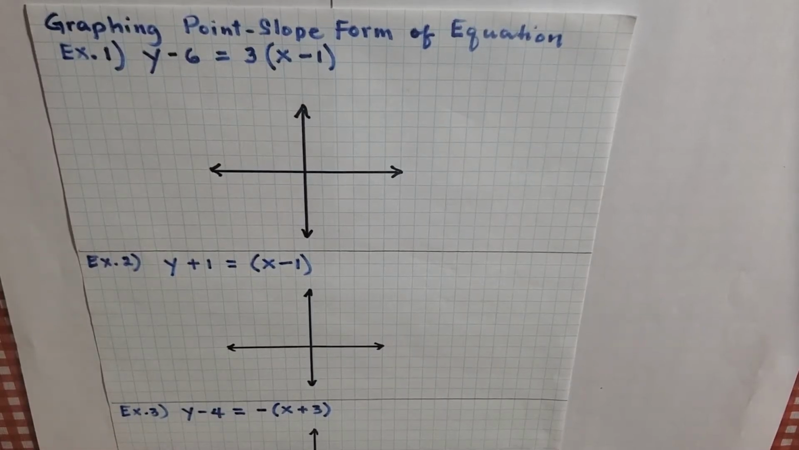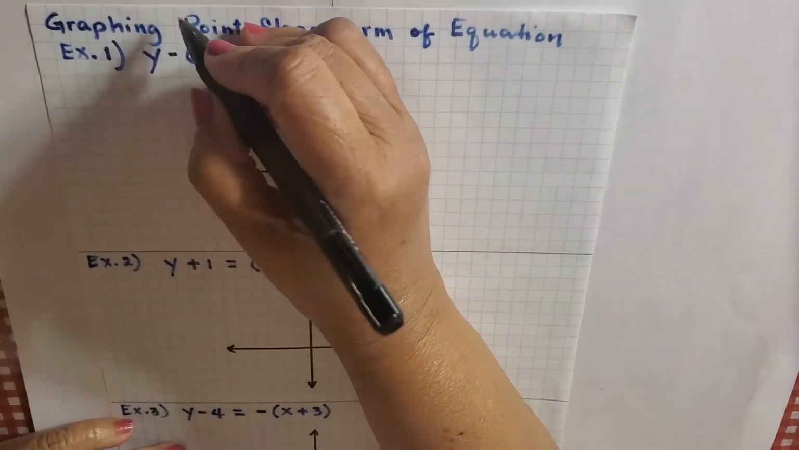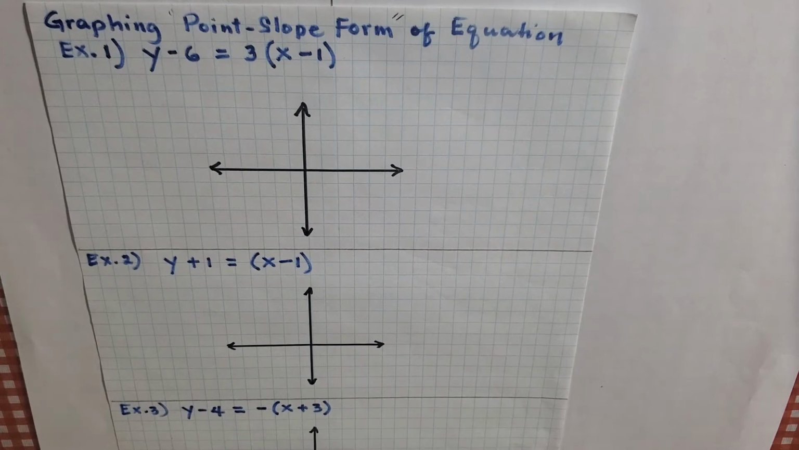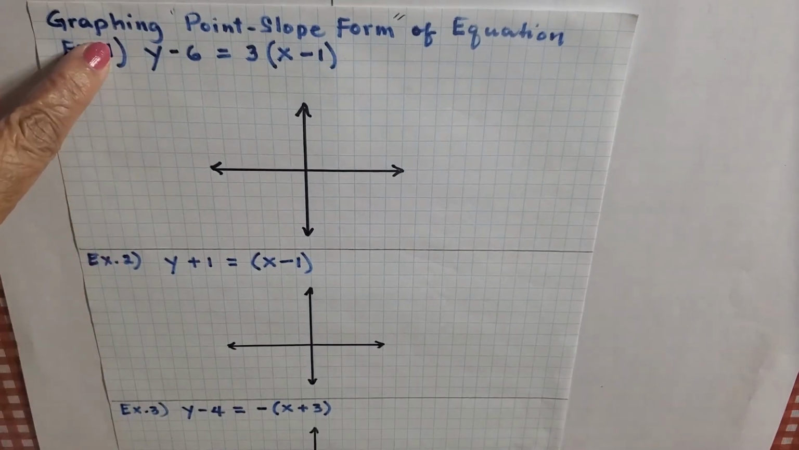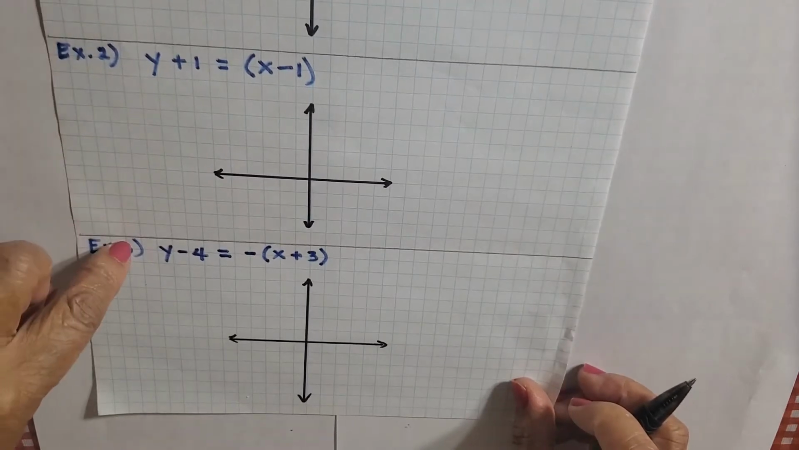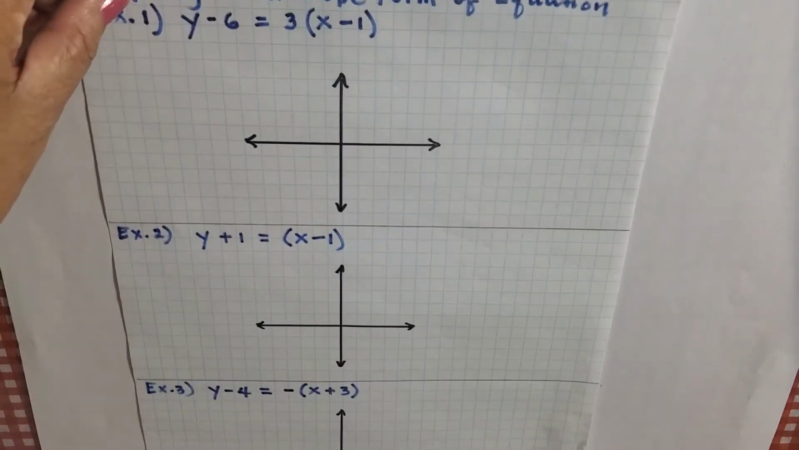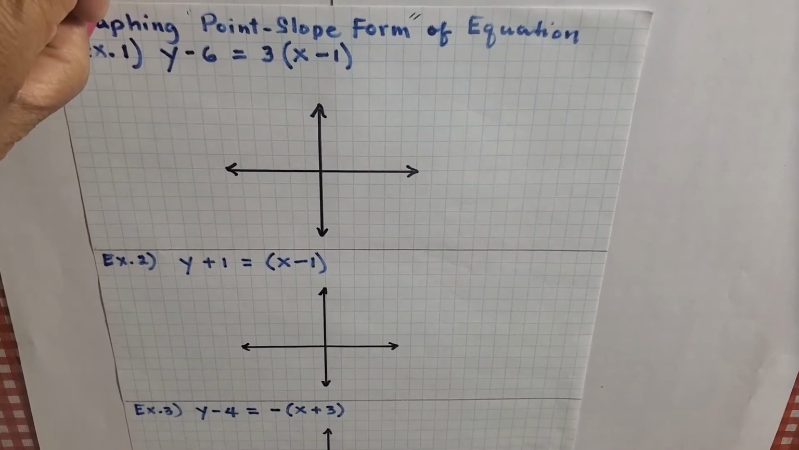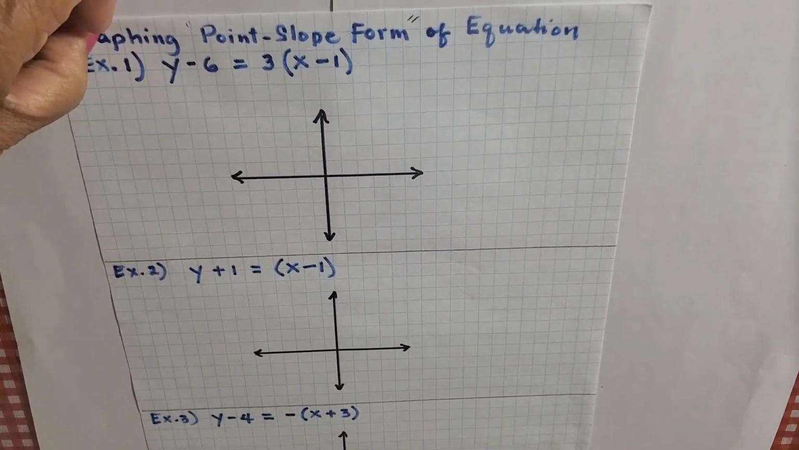This is a follow-up of graphing point slope form. Okay, I have three equations, number 1, number 2, and number 3, to model for you how to graph it. Okay, so let us take a look at number 1.